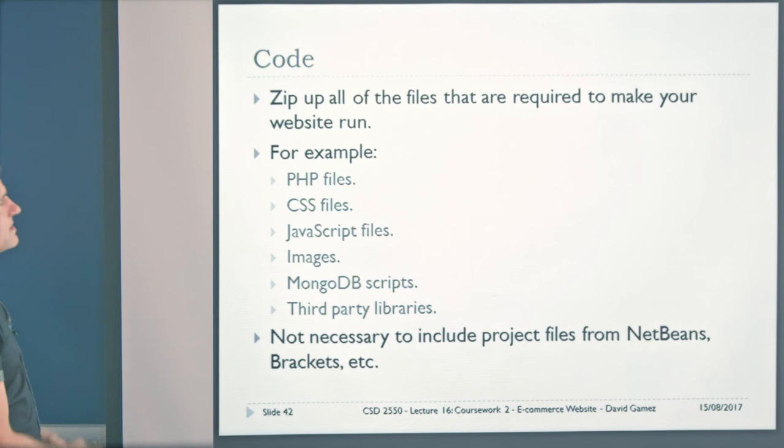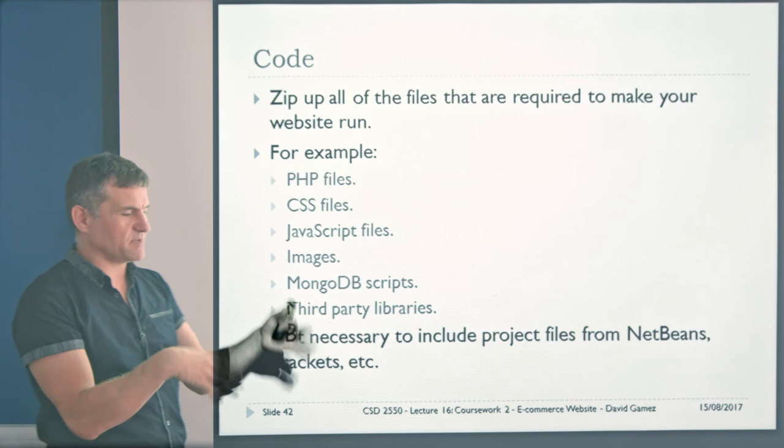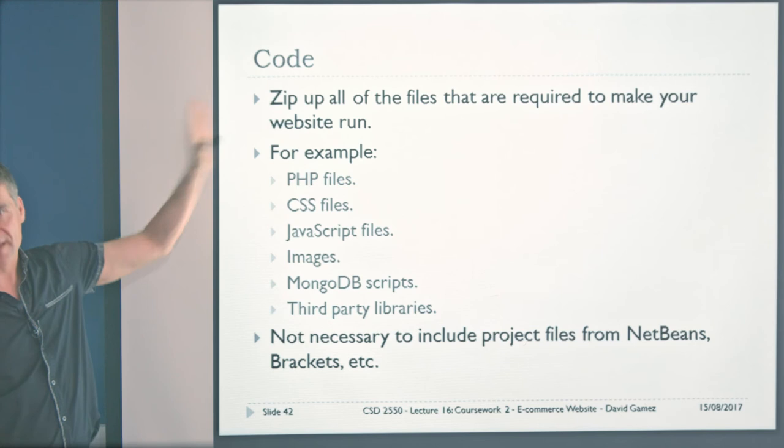So, the code, I want you to zip up all the files required to make your website run. You can include a dump of MongoDB, but you don't have to, right? And don't bother trying to copy the MongoDB file. It's about 300 megabytes, and this is going to be a massive submission for you. So I'm not expecting you to submit the database. Really just submit the code that's required to make your website run.